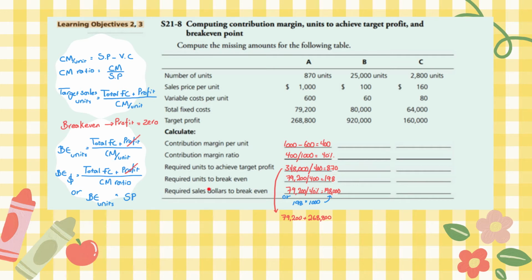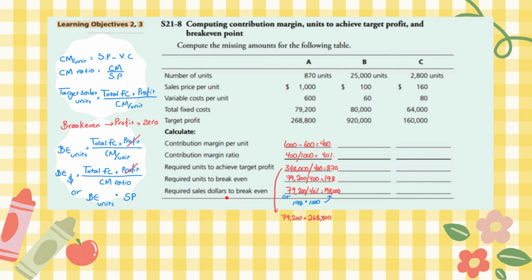Now, required units to break even, I'm going to write this formula. Total fixed cost plus zero, there is no profits at break even, divided by the contribution margin per unit. So this is my fixed cost divided by the contribution margin per unit, 400, you're going to get 198 units.